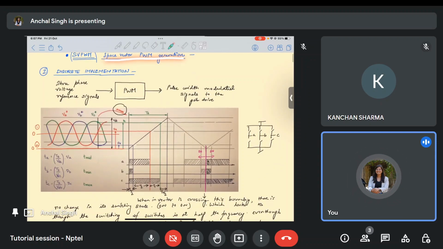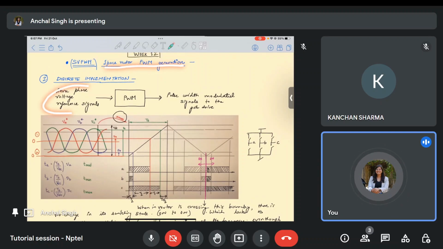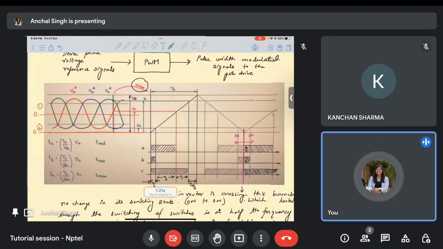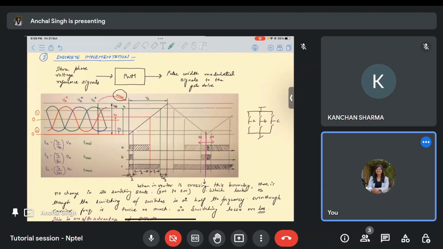If you talk about the discrete implementation, then in space vector PWM generation, you take three-phase voltage reference signals and you give them to the PWM block. The purpose of the PWM block is to generate modulated signals that are then given to the gate drive, which are later given to the switches of the power electronic converter. So that is the purpose of the pulse width modulator block. In this diagram, we are giving the reference modulating signals as Va*, Vb*, and Vc*. Based on those reference signals, we are able to generate the gate pulses for A phase, B phase, and C phase respectively.